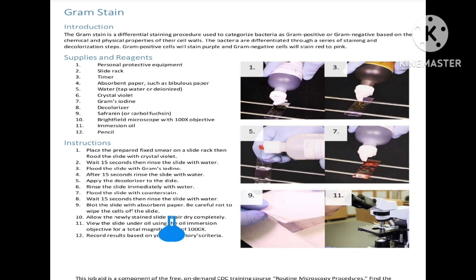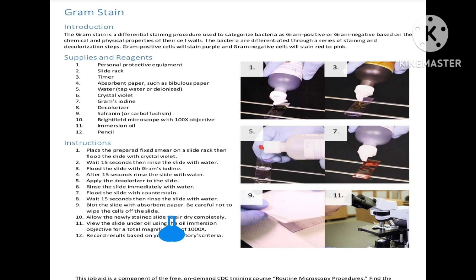And the supplies and reagents are different. They are personal protective equipment, slide rack, absorbent paper, water, crystal violet, gram's iodine, decolorizer, safranin, and so on. Then a pencil.